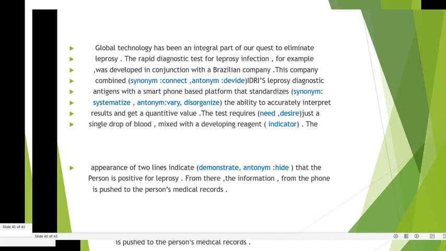Global technology has been an integral part of our quest to eliminate leprosy.